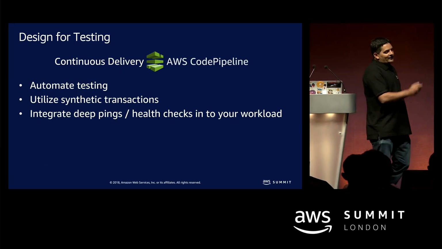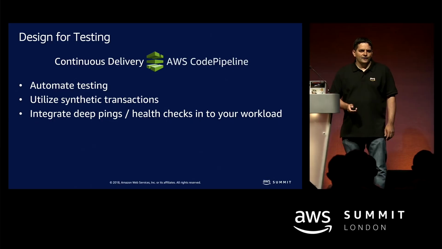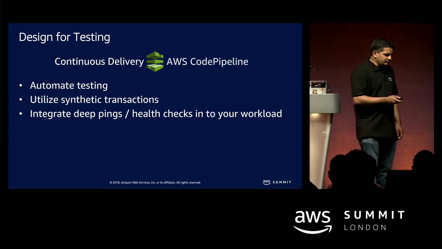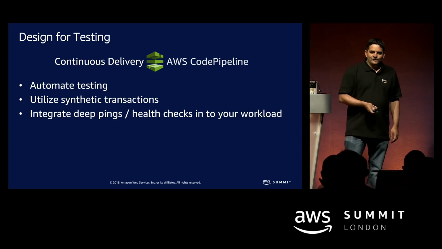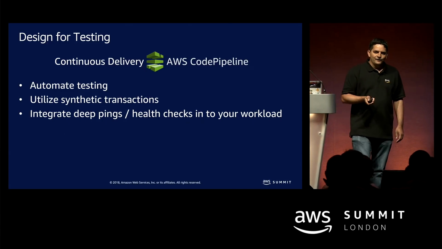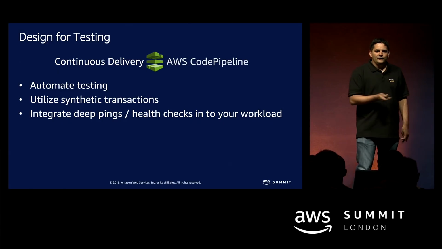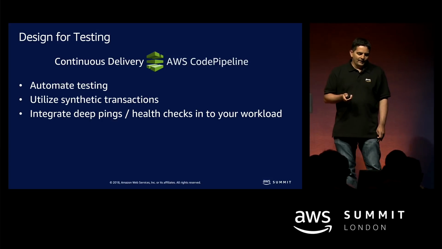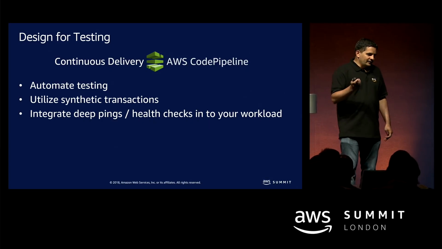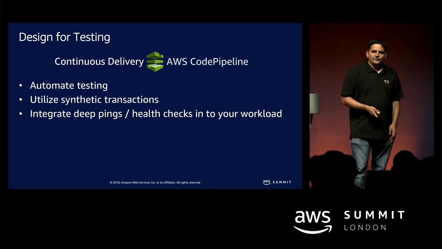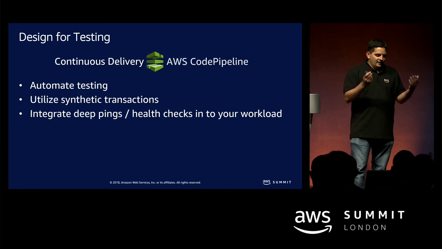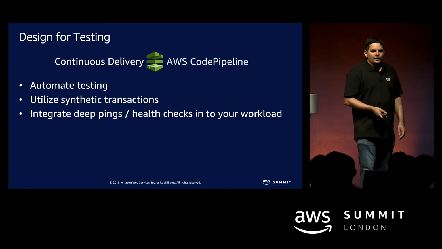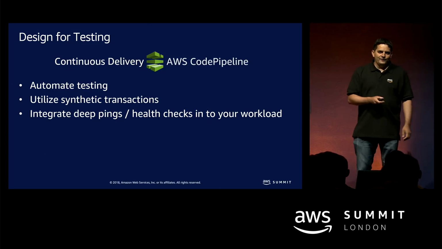And then integrate deep pings and health checks into your workload. So we have elastic load balancers, which I'm sure a lot of you are probably aware of. You can health check your EC2 instances behind those load balancers. Now you can do something simple like have a page that just responds, and if it responds with a 200 response, then great, everything's running.